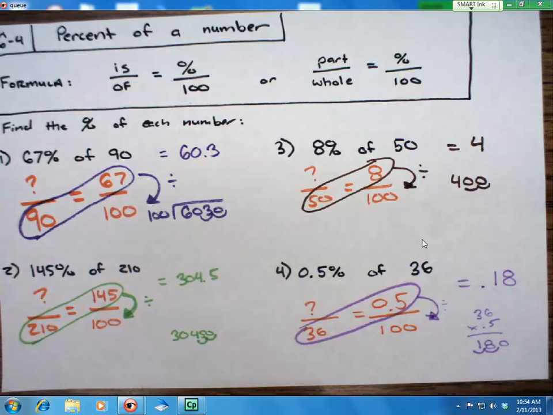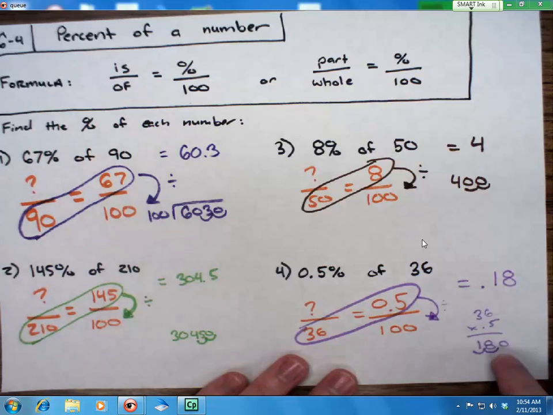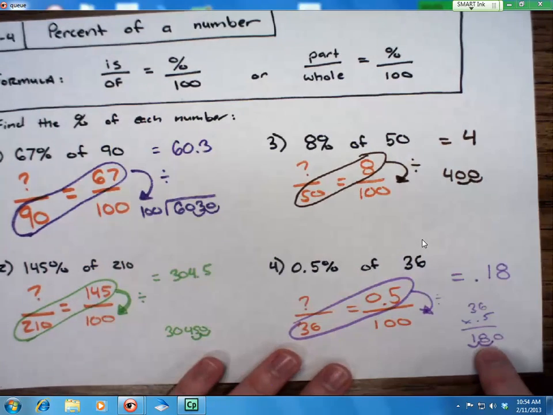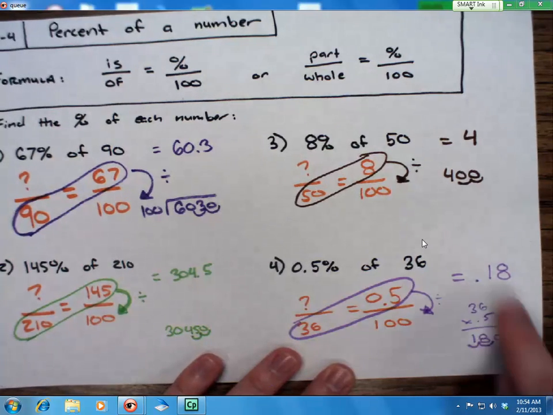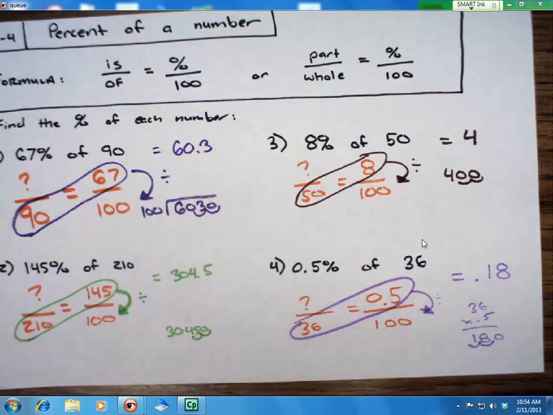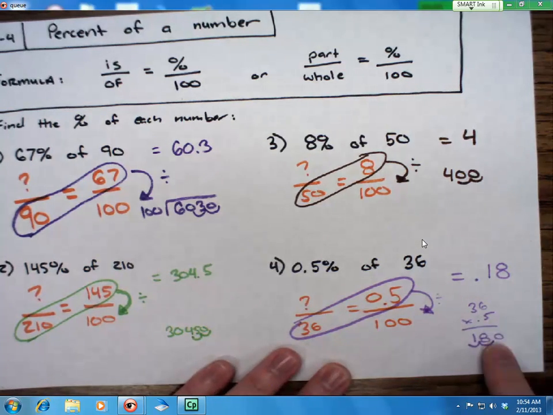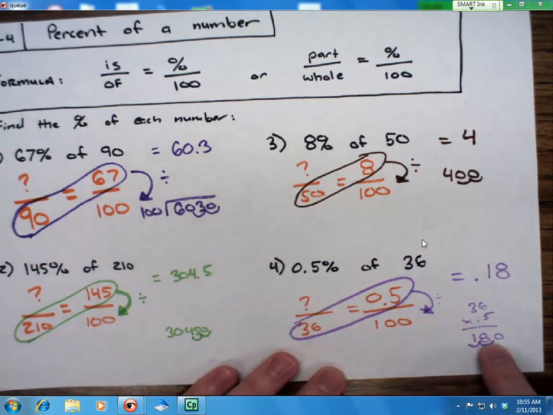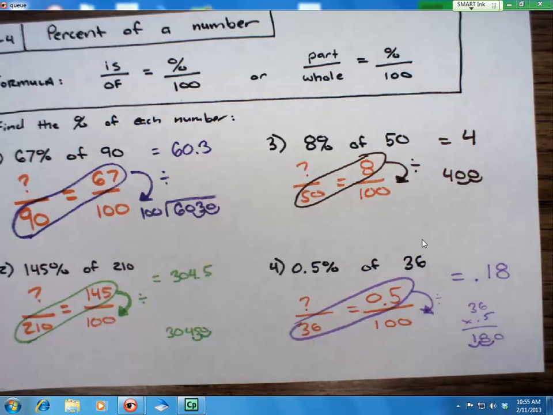When we multiplied 0.5 times 36, it gave me 18. Once I have 18 and I divide that by 100, it's essentially the same thing as saying move my decimal over to the left 2 places. So I'll move my decimal over 1, 2, which is how I get 0.18. Whenever I multiplied 36 times 5, I got 180, and then I had to move it over 1 place, which gave me 18, and then 18 divided by 100 gives me 0.18.